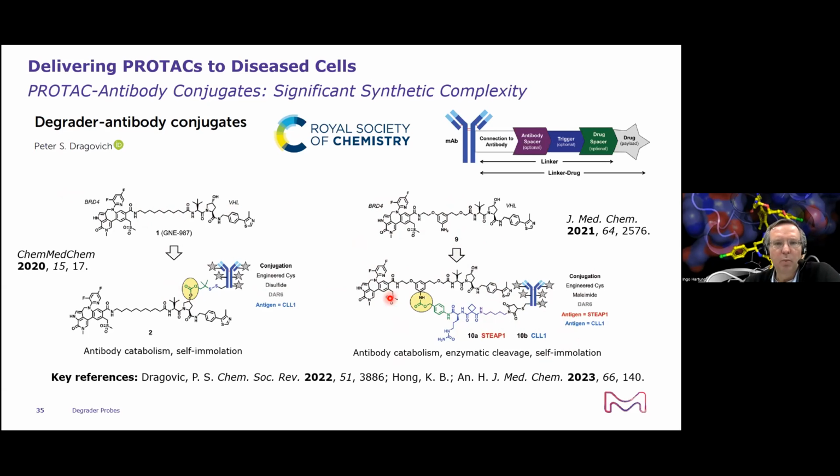Now, wouldn't it be cool if you just take the free PROTAC and this would be directly recognized by the antibody? No chemistry.